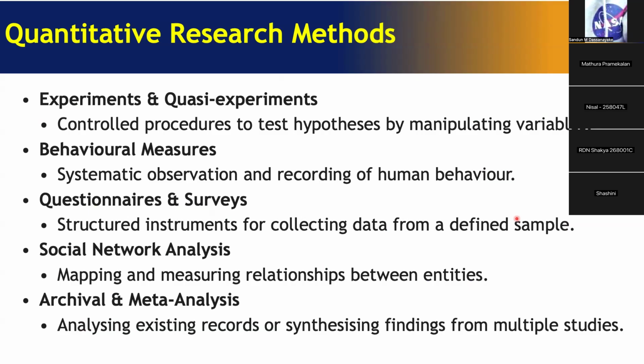So you have experiments and quasi-experiments, control procedures to test hypotheses by manipulating variables. And then you have behavioral measures, right? Systematic observation and recording of human behavior. So you go to the canteen, for example, and observe how, if you go there like Sherlock Holmes, for example, if you observe the first years, second years, third years, and fourth years, you will understand how they behave.